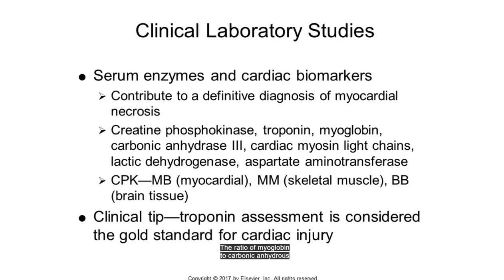The ratio of myoglobin to carbonic anhydrase 3 is currently being evaluated as a diagnostic tool. In skeletal muscle injuries, this ratio stays constant, but in acute MI, this ratio changes within 2 to 15 hours and may be more beneficial than either CPK or troponins.